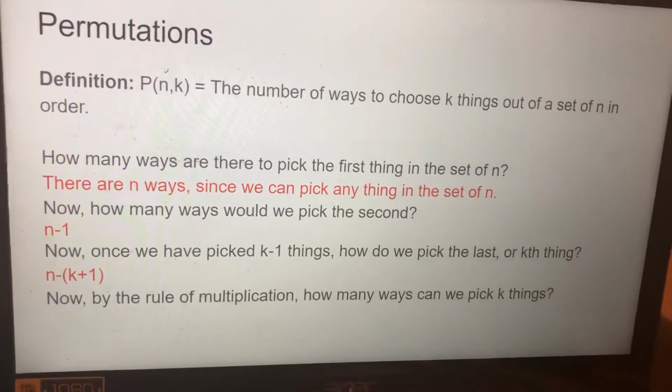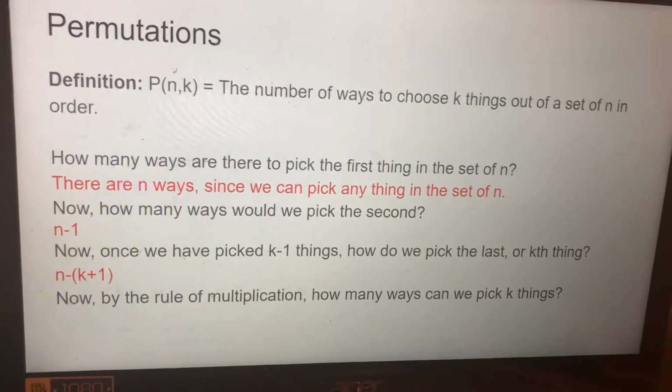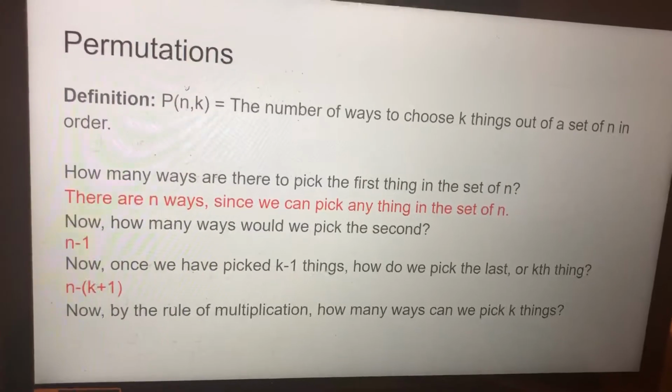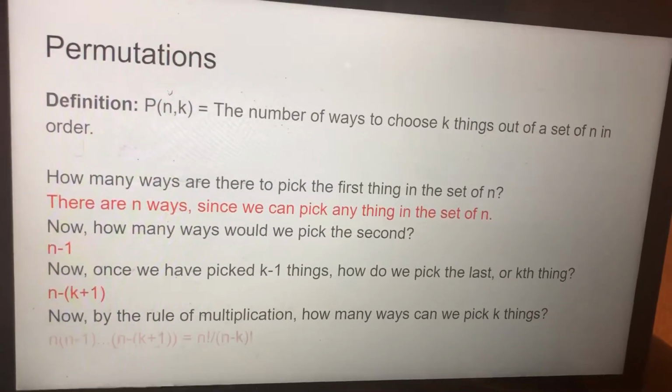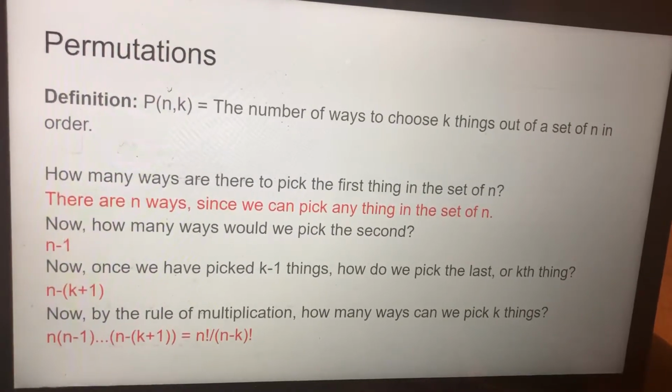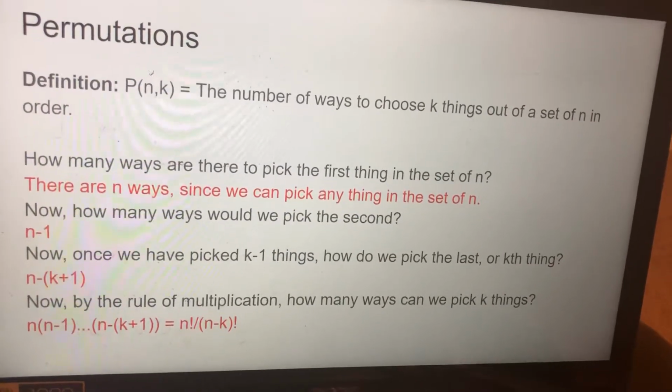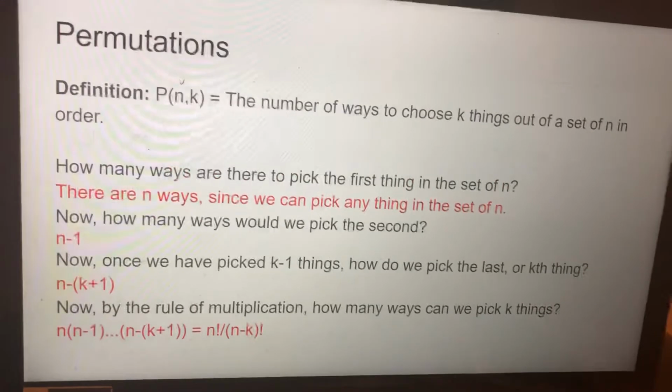Now, by the rule of multiplication, how many ways can we pick k things with all of these already found out? We multiply all of these together. We have n times n minus 1 all the way down to n minus k plus 1, which simplifies to n factorial over n minus k factorial.